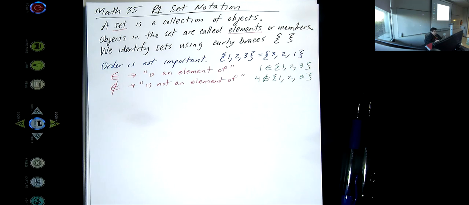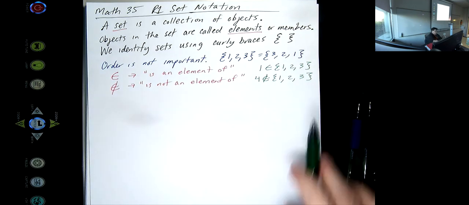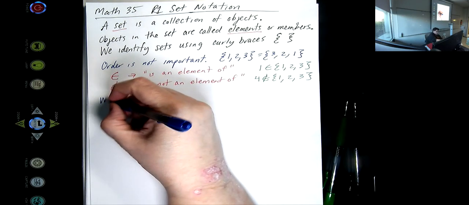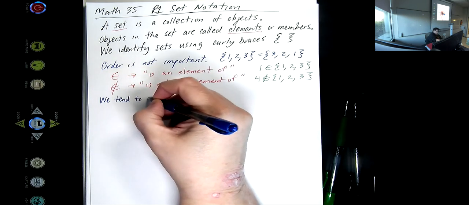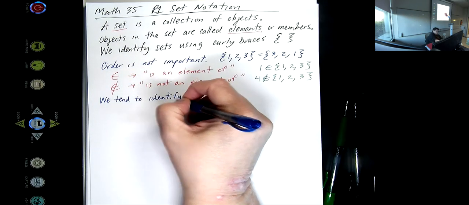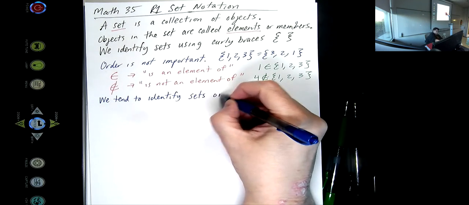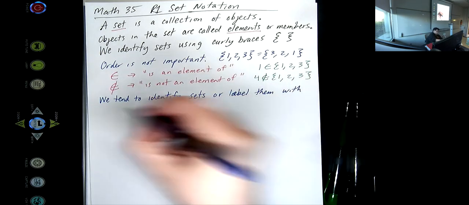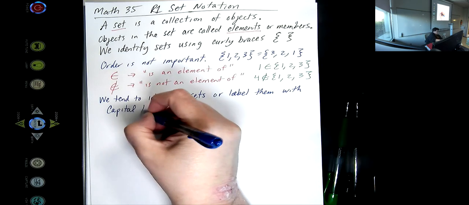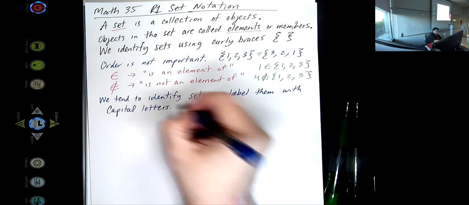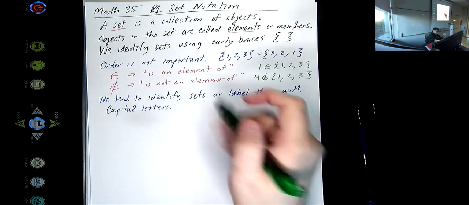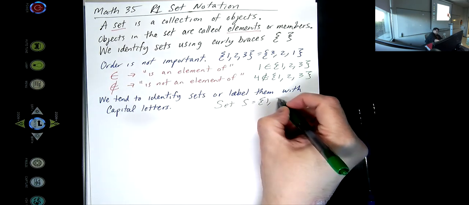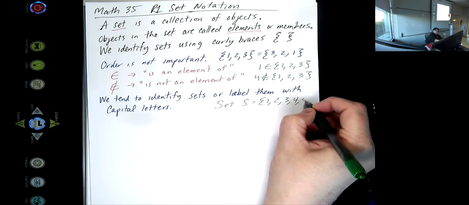Where this comes in handy is sometimes sets are really, really big. So we tend to identify sets with letters, or label them with capital letters. Say set S is {1, 2, 3, 4, 5}.